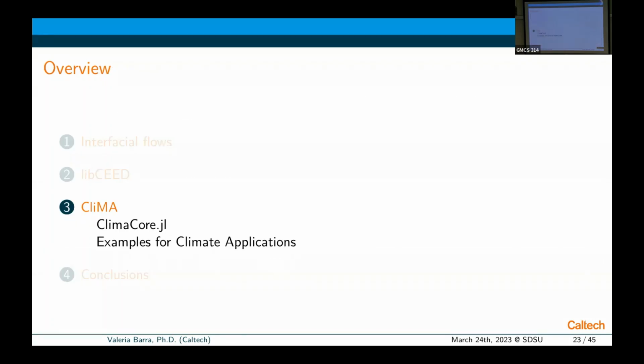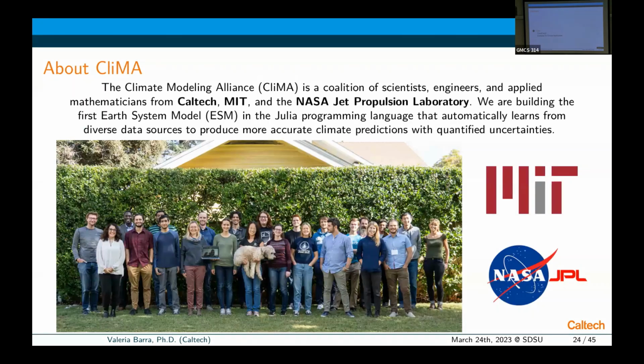Okay, so next, the current project. I work with CLIMA. CLIMA is yet another large collaborative consortium project now between Caltech, MIT, and NASA JPL. We also used to work with NPS in Monterey. CLIMA is a coalition of scientists, engineers, and applied mathematicians like me who are trying to build the first Earth system model. It's a climate model entirely written in the Julia high-level programming language.